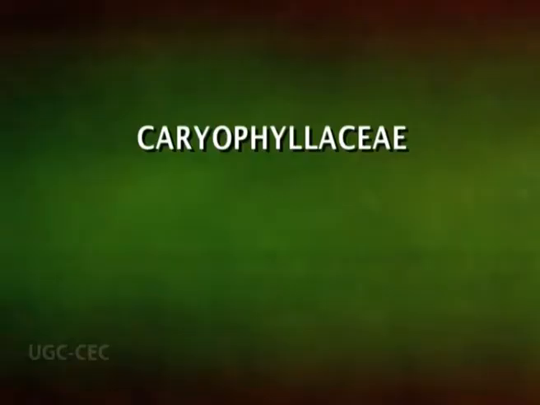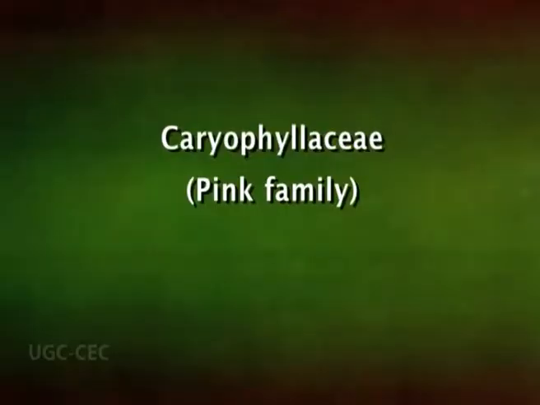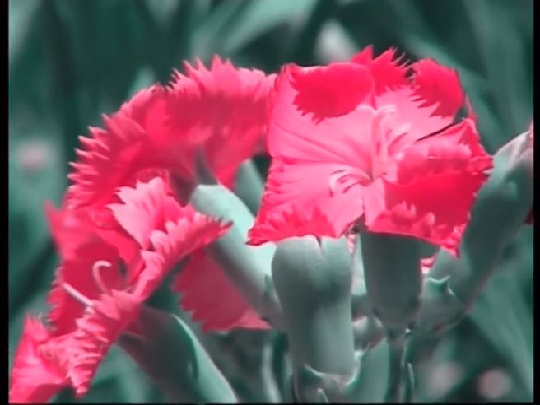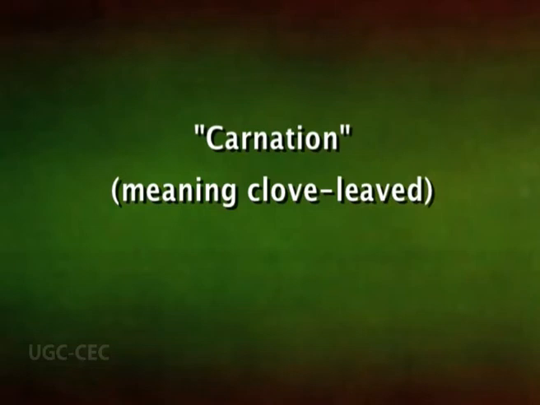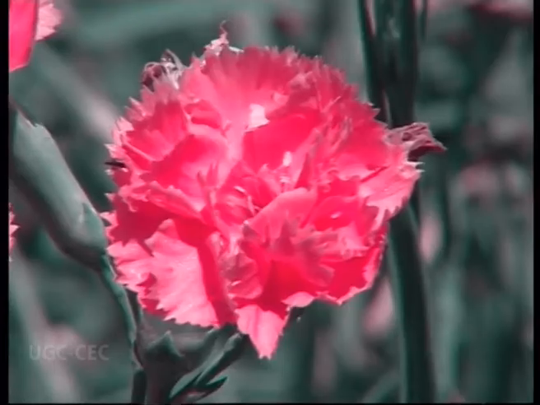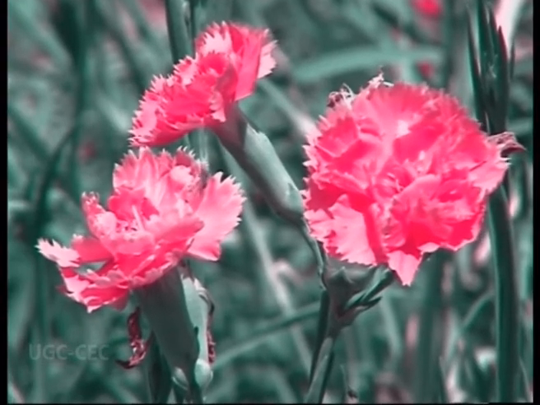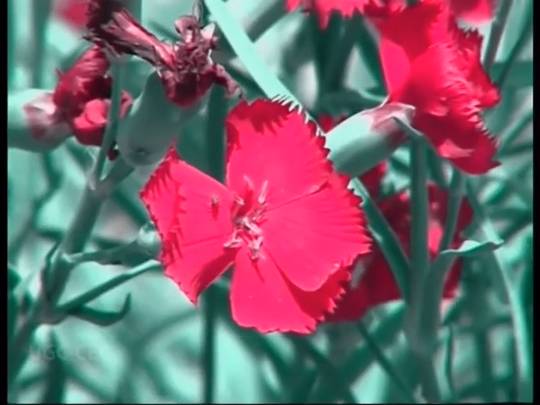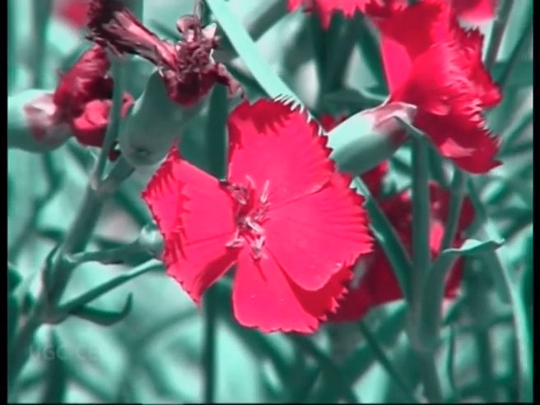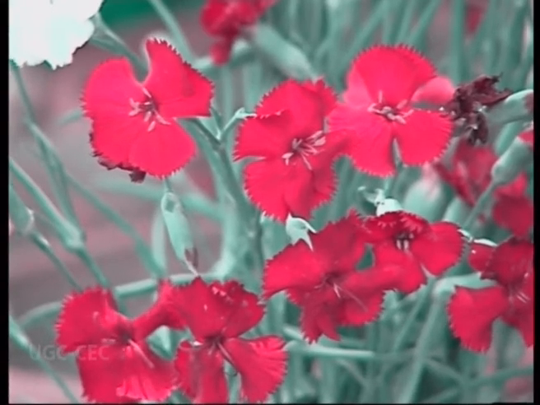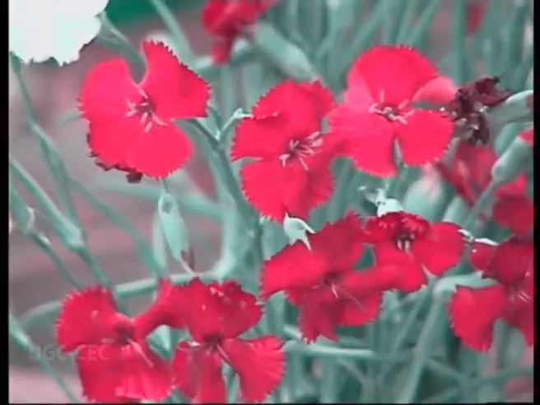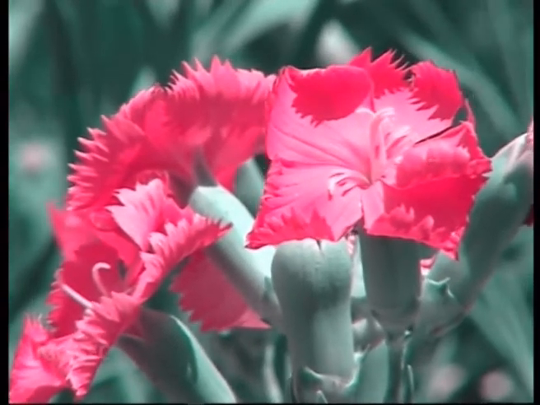In today's lecture, we will discuss the taxonomy and diversity of the family Caryophyllaceae. The family Caryophyllaceae is commonly known as the pink family. This family derives its name from the word carnation, meaning clove-leaved, which is the showiest member of the family. The family includes some of the most important ornamental plants and cut flowers, particularly the species of Dianthus, which include the carnation, pink, sweet william, etc.